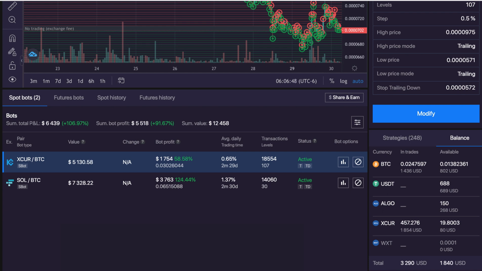So in answer to some of the questions that we've been getting about how do these automated grid bots actually work, and can you get your profits out, and how can you work it all out type of thing, I just wanted to show you a couple of aspects of the software.